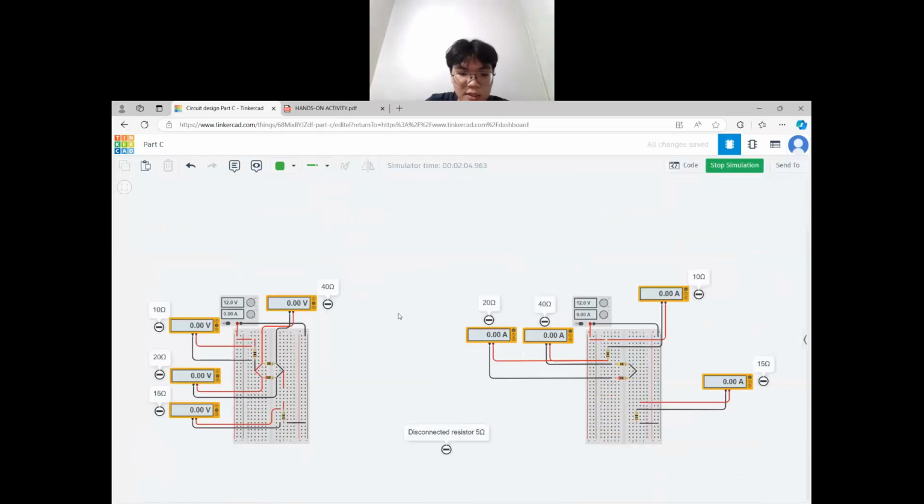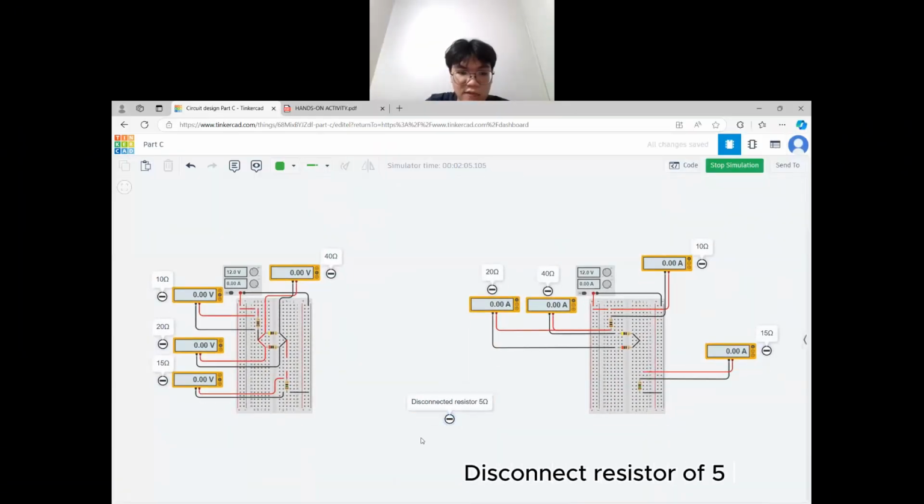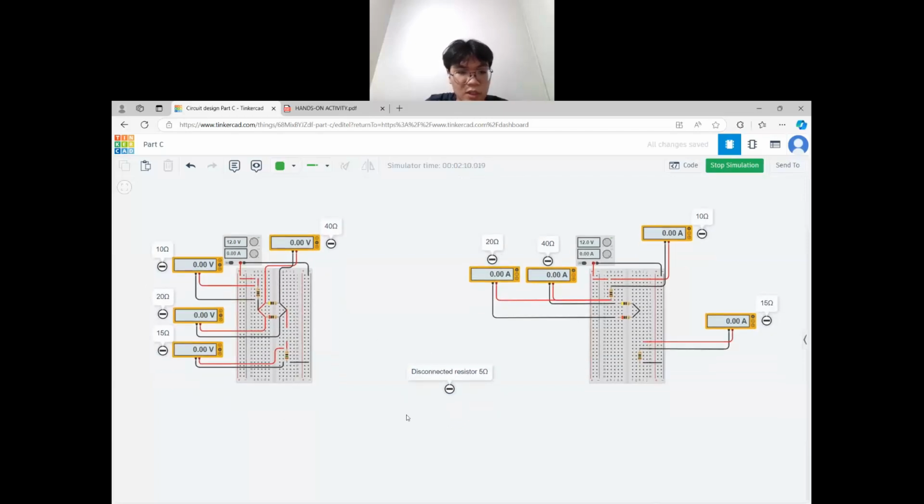So next is the circuit that is connected resistor 5 ohm. When the resistor 5 ohm is removed, the circuit will become the open circuit. So the voltage and the current cannot flow completely in the circuit, so they will not have the voltage and the current show at the ammeter and voltmeter for each resistor.